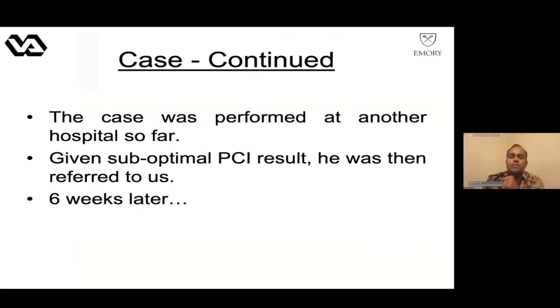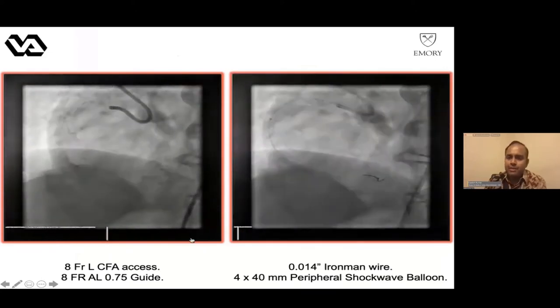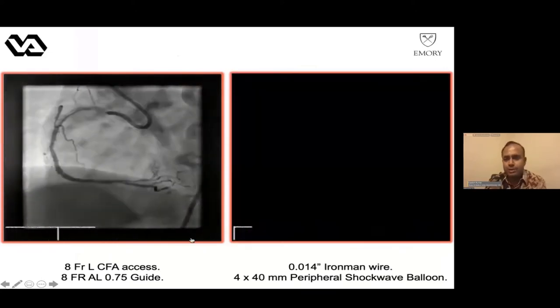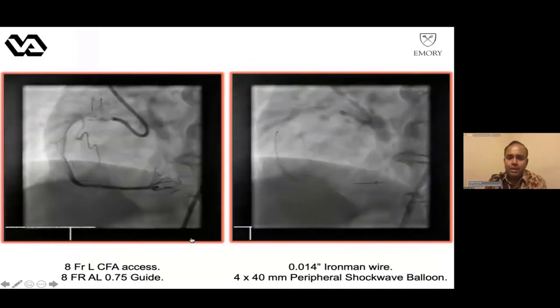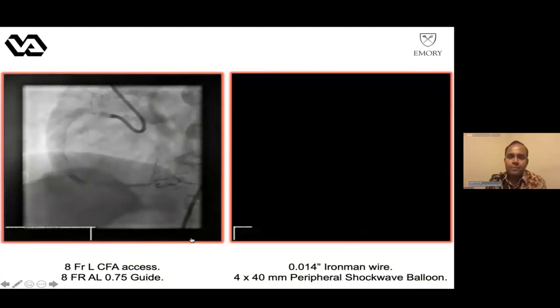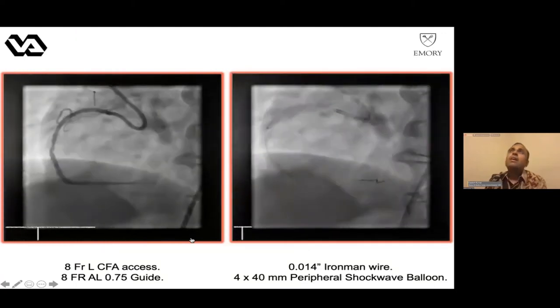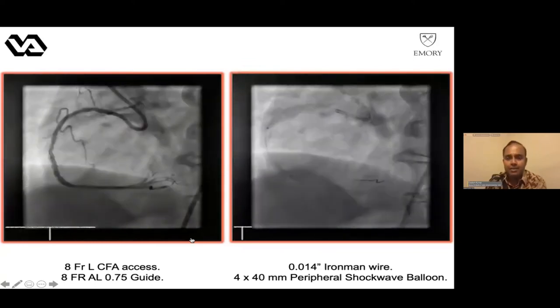Perfect. So he was referred to us, and 6 weeks later he returned. He was still having some chest discomfort. We were obviously not sure whether it was related to this or whether it was diffuse disease. But in any case, we decided, okay, there is a nidus here. Let us go after this. Let's see what we can do. This was done around August or September of last year.